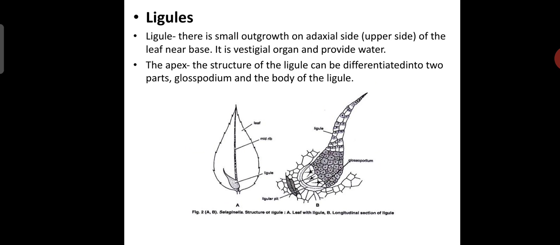Next, ligules. The ligule is a small outgrowth on the adaxial side of the leaf near the base. It is a vestigial organ and provides water. The structure of the ligule can be differentiated into two parts, the glossopodium and the body of the ligule. You can see in the diagram here.